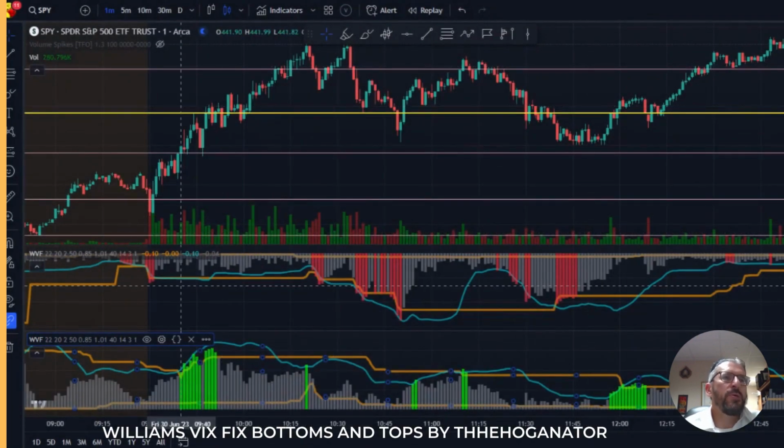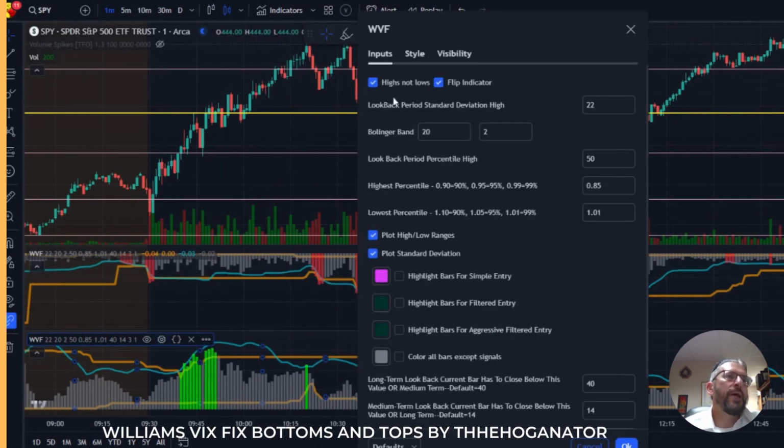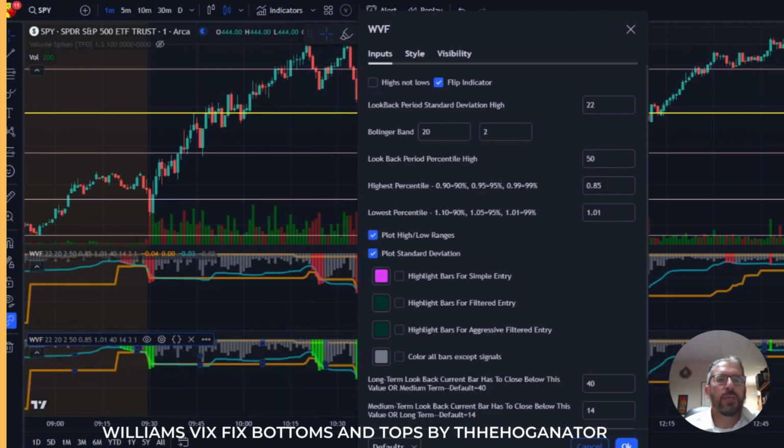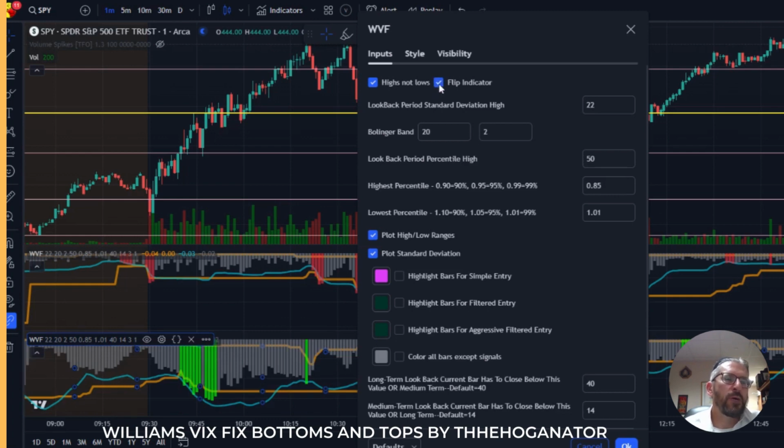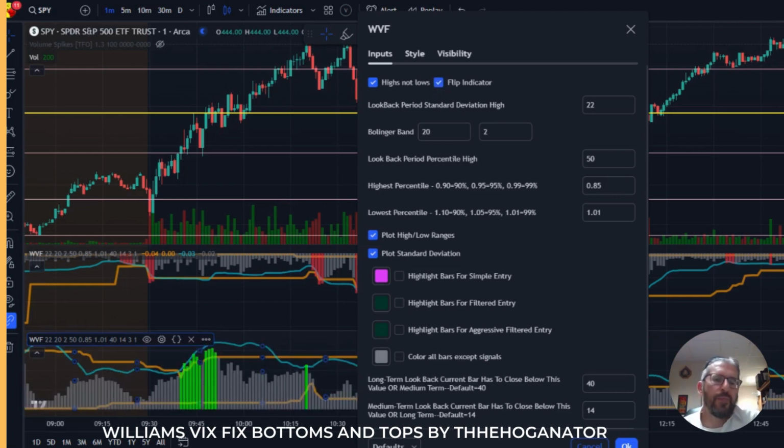The way you can use the same indicator for different results is you go into the settings, and you can see over here it has a thing called highs, not lows. By default, it's not checked, and it's just like the CM Williams Vix Fix, where it only finds bottoms. But if you click that, it finds the tops as well. But your eyes get confused if it's the same histogram and the same direction bars, whether it's top or bottoms. That's why some people will choose a flip indicator. If you flip the indicator, it's more logical: when you're looking for tops it's going up, and for bottoms it's going down. And then you've also got basically the same settings the indicator had previously.